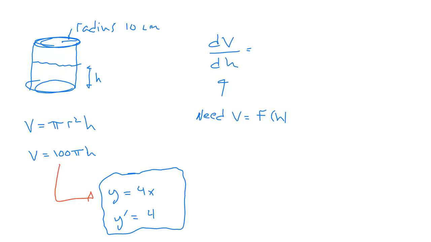So anyway, using our rules for the derivative of this function here, V is 100 pi times H, dV over dH is just 100 pi. Okay?